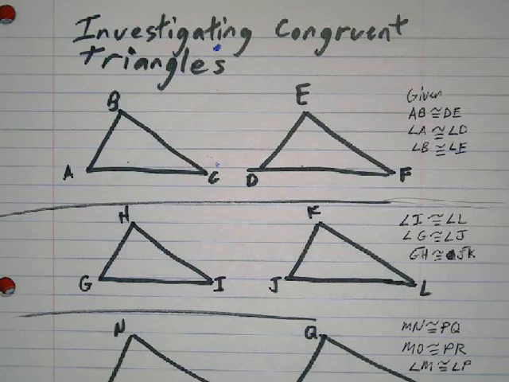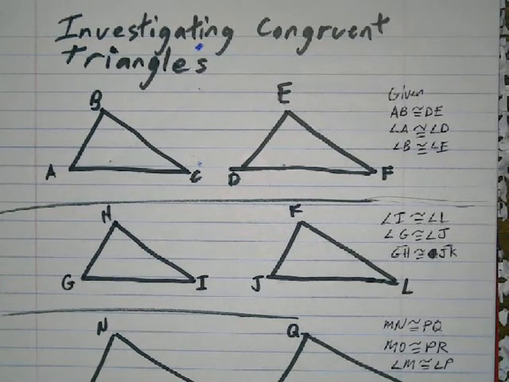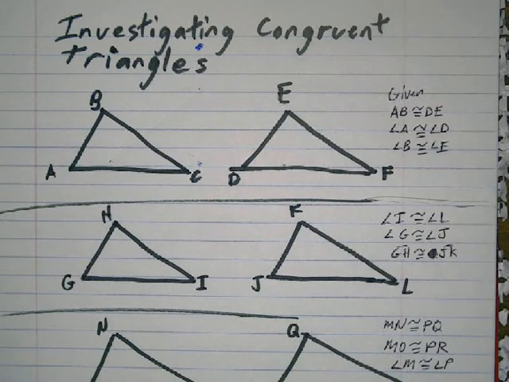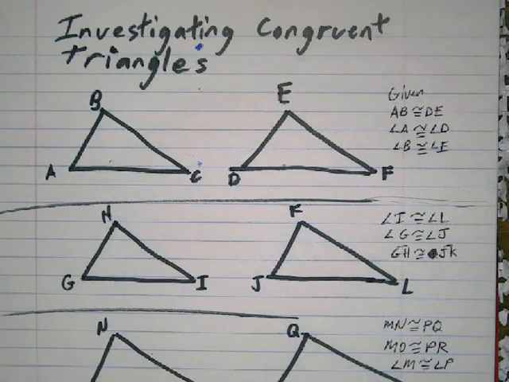All right, in today's lesson, we were investigating congruent triangles. So these notes should summarize what we did today. If you're given information like this, I use three different colored markers. I hope you have three different colors, otherwise you can do the marks which I'm about to put on my triangles.